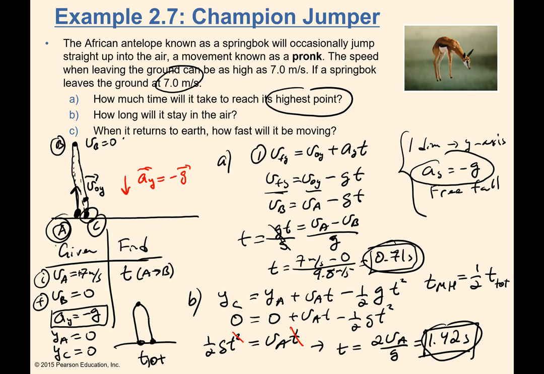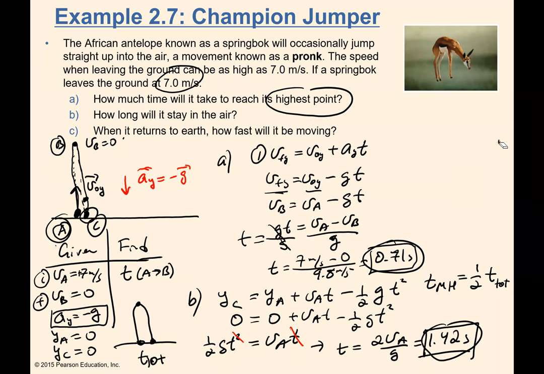All right. So now this is basically for part B. Now let's look at part C. Part C says, when it returns to Earth, how fast will it be moving? All right. So let me get rid of this so I have more room for part C. I want to know how fast it's moving when it reaches point C. That means I'm going to look at motion from A to C.